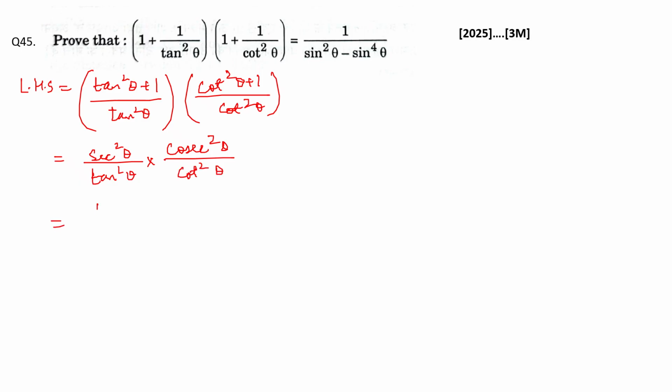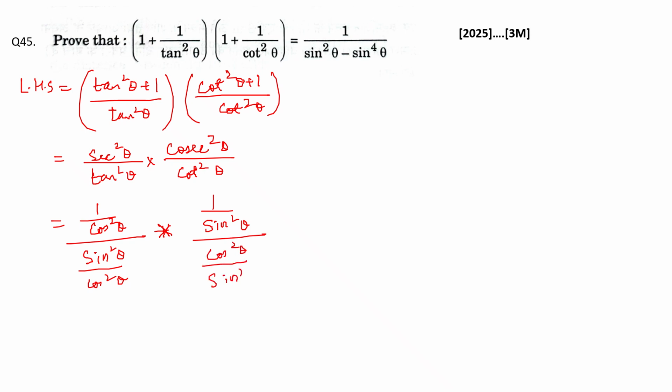Now sec square theta is 1 by cos square theta and tan square theta is sin square theta by cos square theta. In the denominator, 1 by sin square theta divided by cos square theta by sin square theta. So if you change division to multiplication, this and this will get cancelled. Same way this and this will get cancelled. And you will get from here 1 by sin square theta into 1 by cos square theta, which is cosec square theta into sec square theta. So this is your LHS.